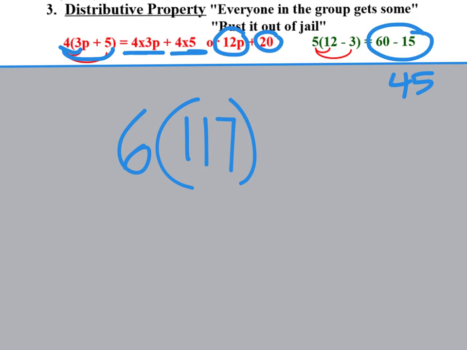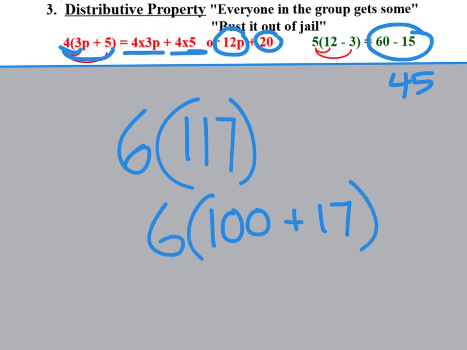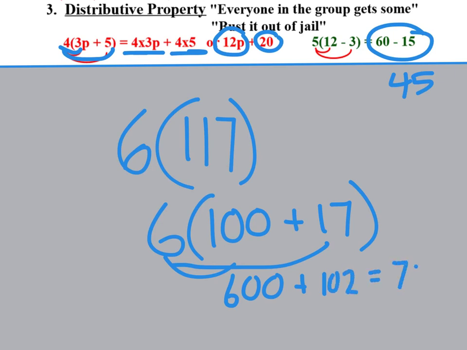But what Mr. Dellenbaugh would do in his head is take that 117 and break it down to 100 plus 17 and take that times 6, because I can do 6 times 100 in my head, and I can do 6 times 17 in my head, and then I can add them back together and get my answer, 702.